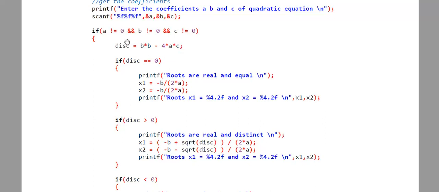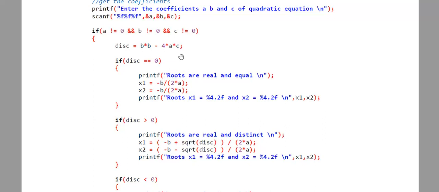Why are we calculating this? Based on the value of DISC, there are three conditions. DISC can be 0, DISC can be greater than 0, DISC can be less than 0. So inside this if true block, we have three more if statement blocks. We calculated the DISC value using a, b and c, b square minus 4ac. If DISC turns out to be 0, this condition will become true.